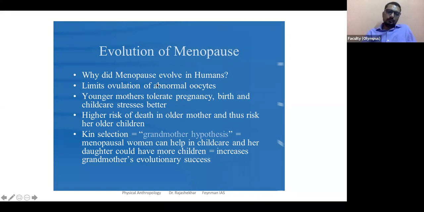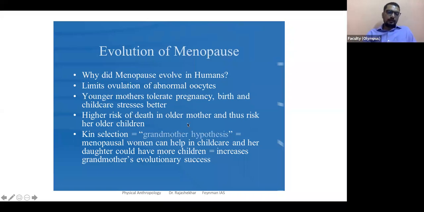Okay, it limits ovulation of abnormal oocytes. We talked about Down syndrome, where aged women, for example, tend to have more abnormalities in their eggs. So we limit that ovulation, because as they age, more and more less fit individuals may be born. Next, younger mothers tolerate pregnancy, birth, and childcare stress better. Also, it is a very traumatic event for women. They may be able to tolerate this process when they are young, but not when they are too old.